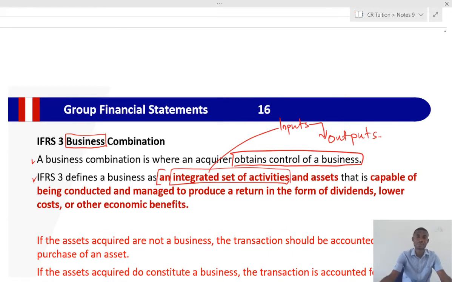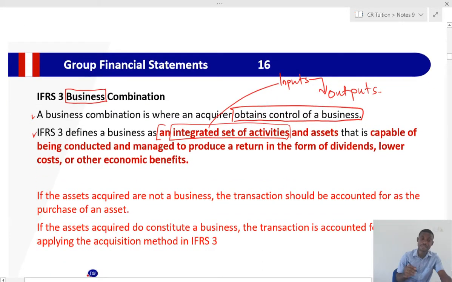Achieve the desired outputs. And the business would often have employees. The business would often incur costs. The business will often generate income, and the business will produce returns in the form of profits, dividends, or lower costs, which you can call cost savings. That's a business. So if there is any acquisition, we have to trace the details of the transaction to see if the supposed investee is a business before we can apply the IFRS 3.